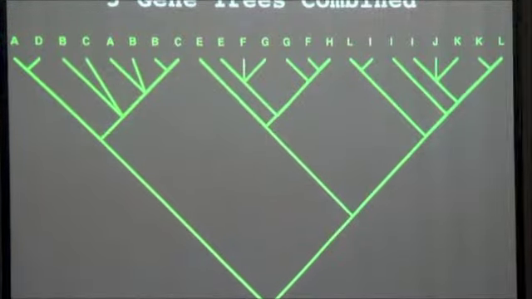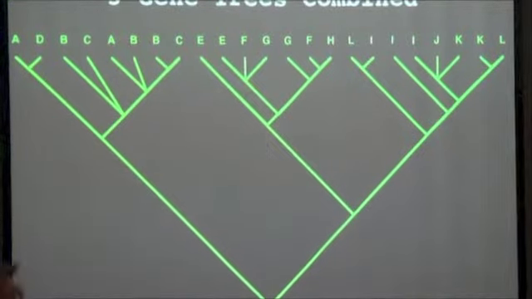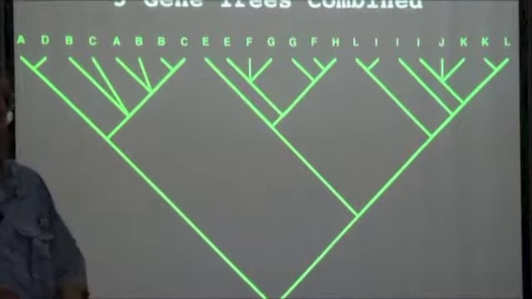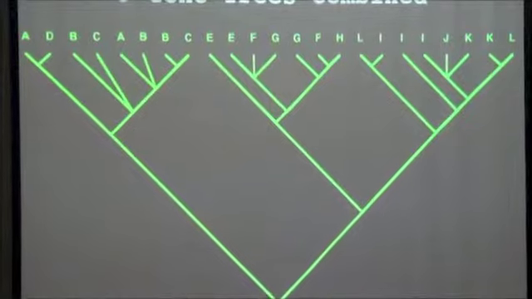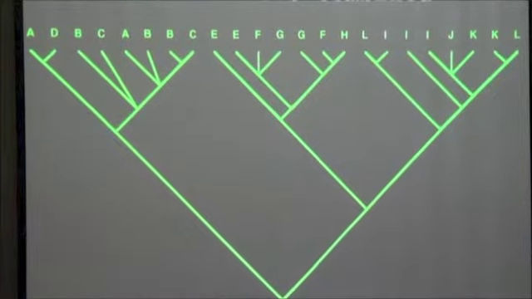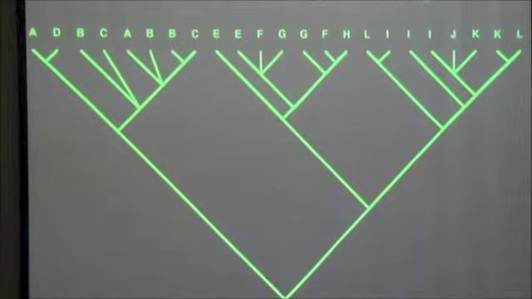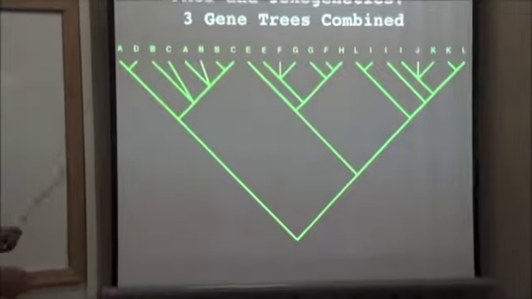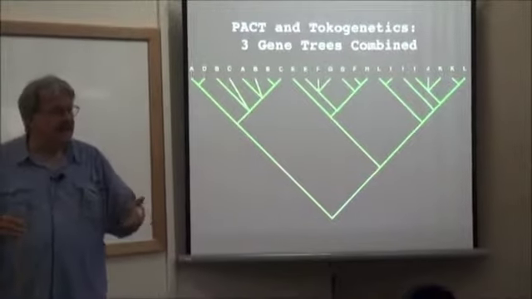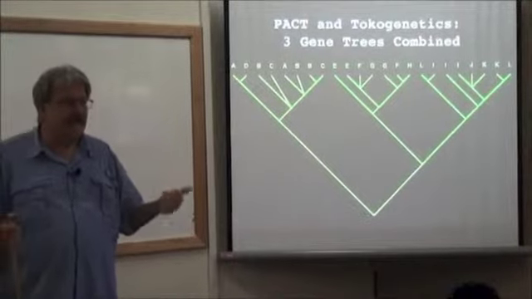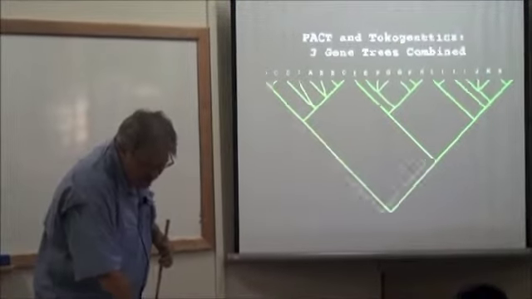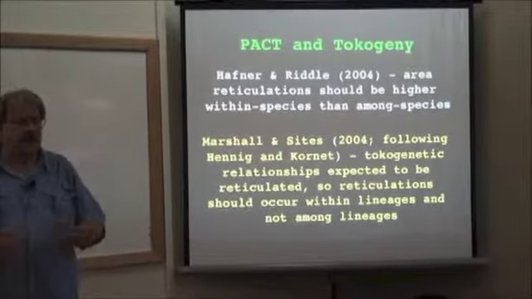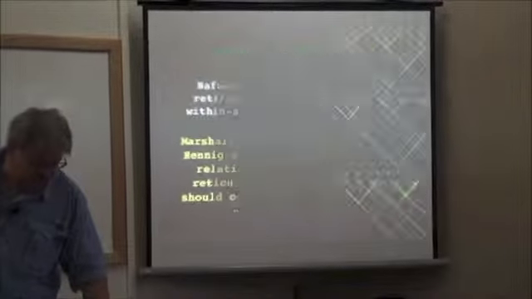So that tells us that in terms of information sharing among populations, there are actually 3 groups of populations here that are acting like 3 separate evolutionary species. So this gives us an additional criterion for trying to decide whether we're dealing with one species or more. So this is the way to actually test what Hafner, Riddle, and Marshall and Sykes were saying about tokogenetic relationships.